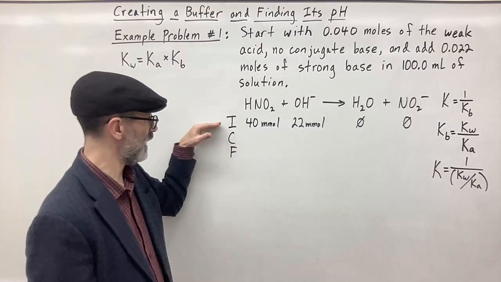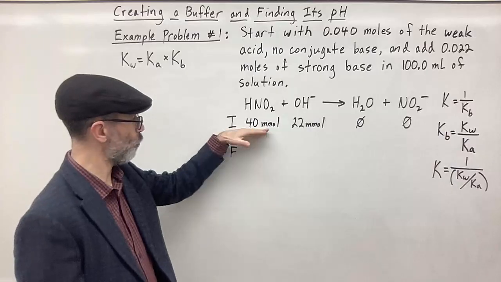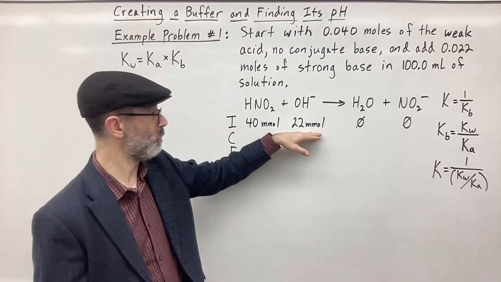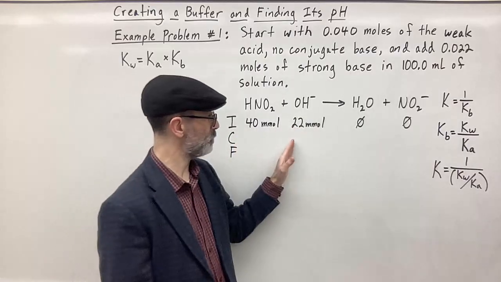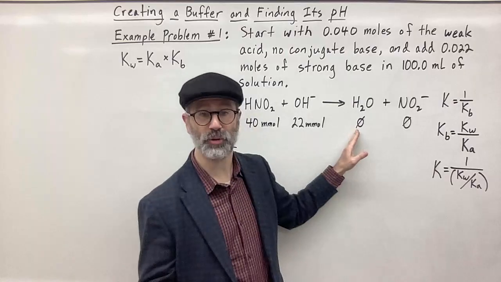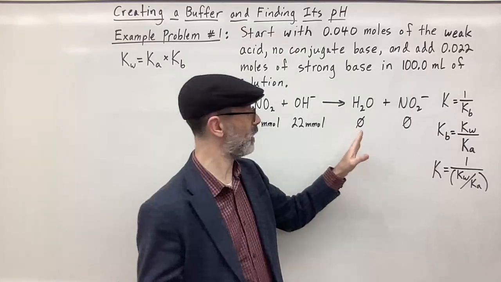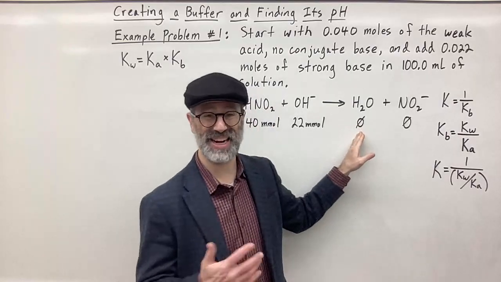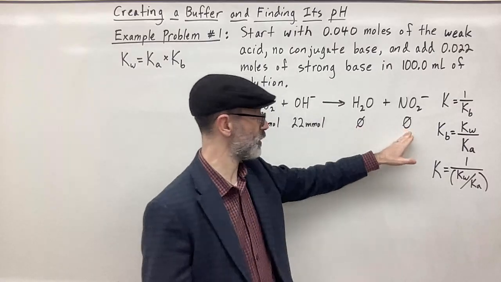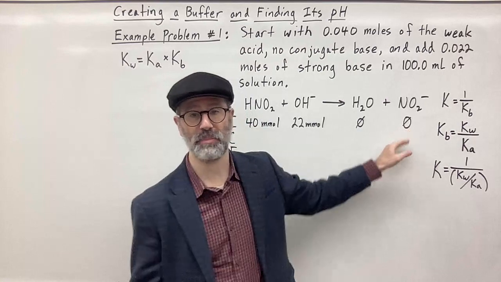So initially we start with 40 millimoles of the weak acid, 22 millimoles of the strong base. This is going to react completely, and we have 0 water produced. I mean, we're doing this in water, but we haven't produced any extra water molecules yet, so that's 0. And then we have 0 of the nitrate, the conjugate base.